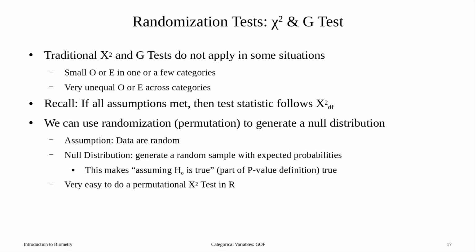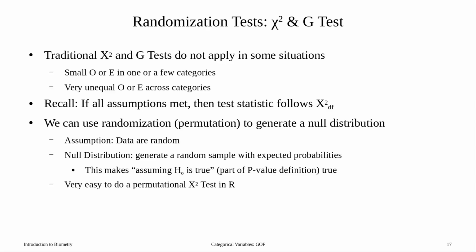Well, we're going to use these randomization tests when our traditional tests do not apply. More specifically, when we have small observed or expected counts. And this will occur if we have it in one category or if we have it in a few categories. I also recommend doing these tests when we have very unequal observed or expected counts across the categories. So in our skunk example, we had 35 and 15 and 10. They're unequal, but they're not drastically different.